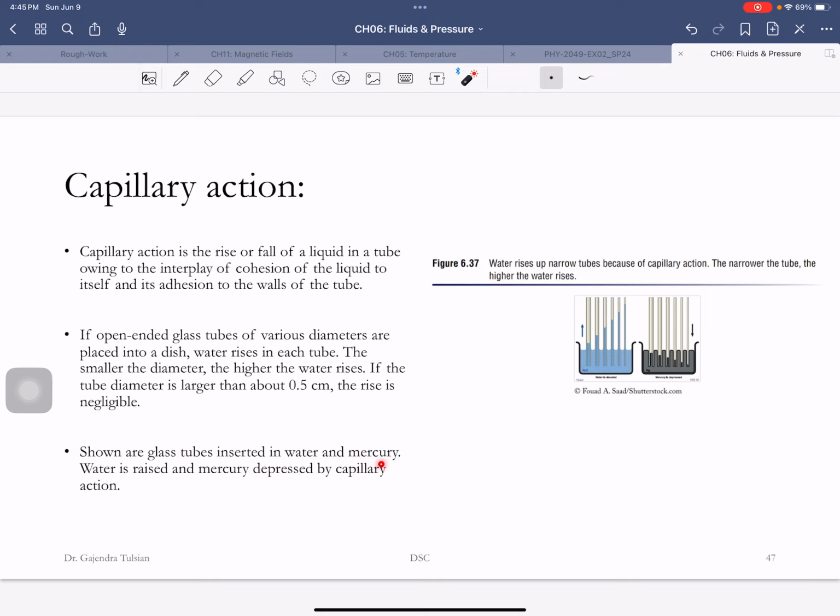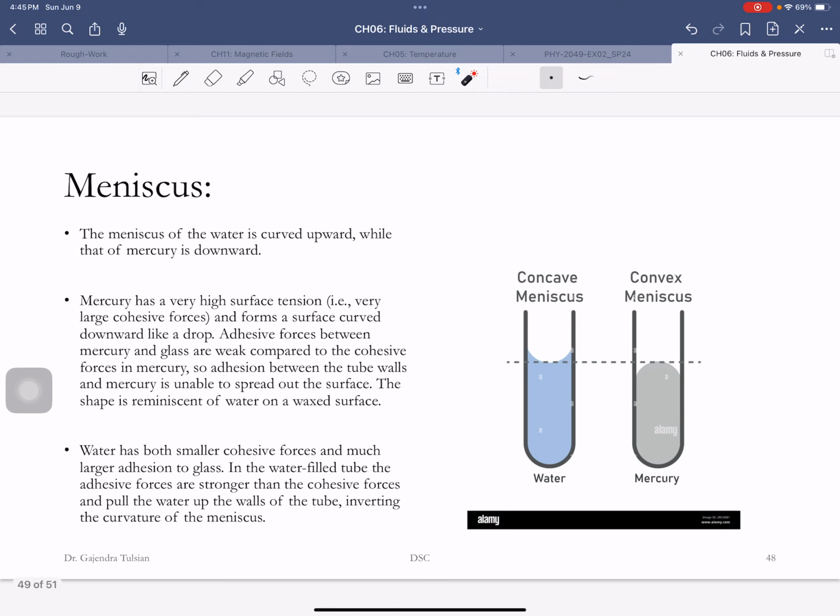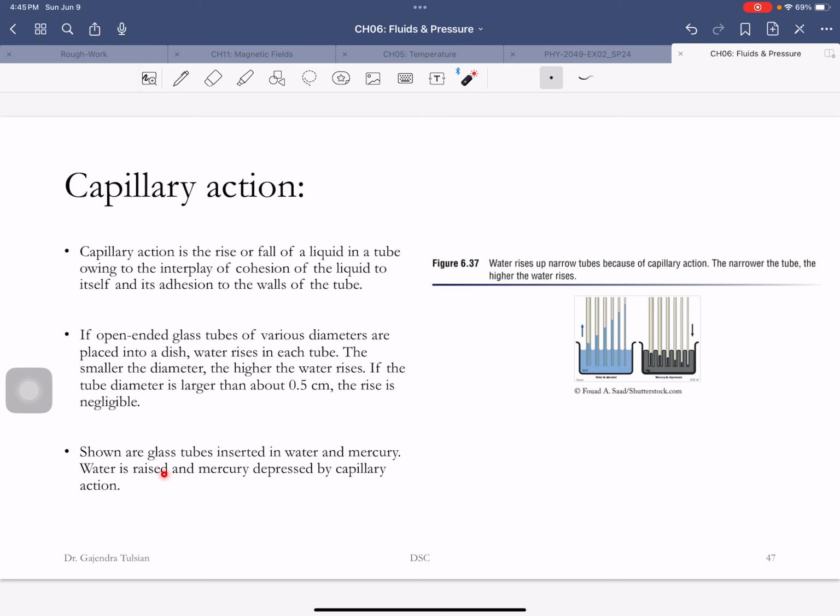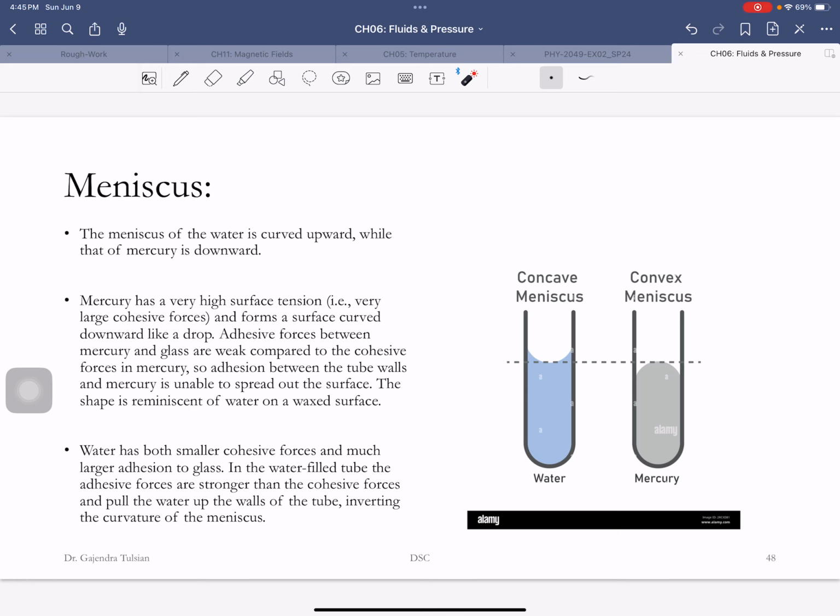So shown are glass tubes inserted in water and mercury. Water is raised and mercury is depressed by capillary action. And here's the meniscus. The meniscus of water is curved upward while that of mercury is curved downward. Mercury has a high surface tension and high cohesive forces, and forms a surface curved downwards like a drop. Adhesive forces between mercury and glass are weak compared to the cohesive forces in mercury. So in mercury, cohesive forces are larger than adhesive forces.